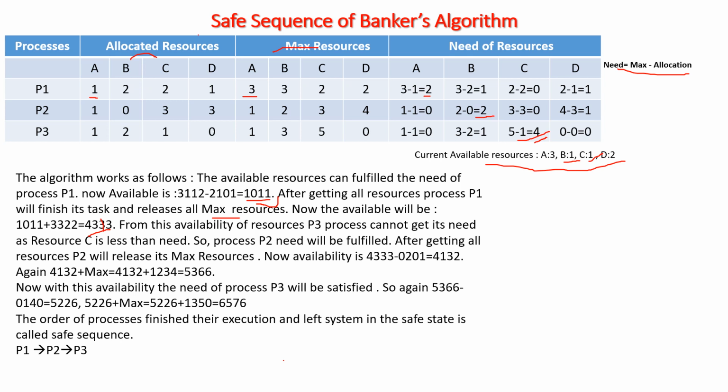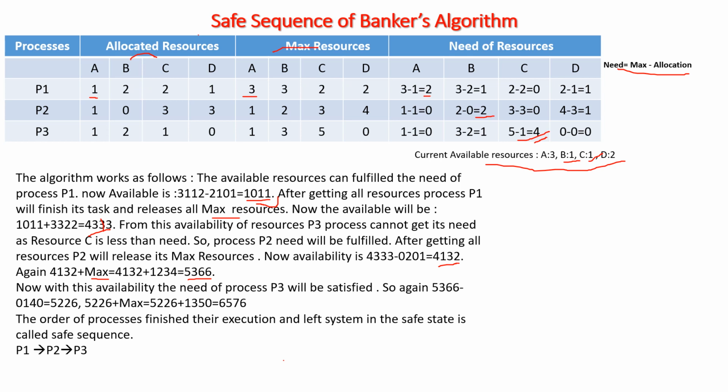So here, available is 4333 minus the need for process P2, which is 0201, that will be subtracted, and we will get the leftover available resources. Now this leftover available resources will be added with the maximum resources which are released by the process P2. So we are getting 5366. Now this resource is sufficient to fulfill the need of process P3.